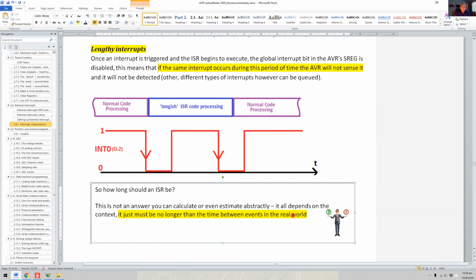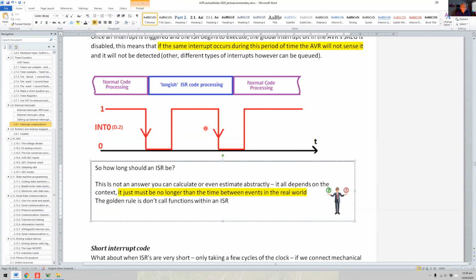So your interrupts must be no longer than the time between events in the real world. And really, the golden rule is don't call functions within an interrupt, within an ISR, an interrupt service routine. Don't call functions within an ISR. That's not a blanket rule, but if you stick to that and you keep all your processing short, then you're less likely to run into this sort of problem. So that's the first complication you've got to understand.